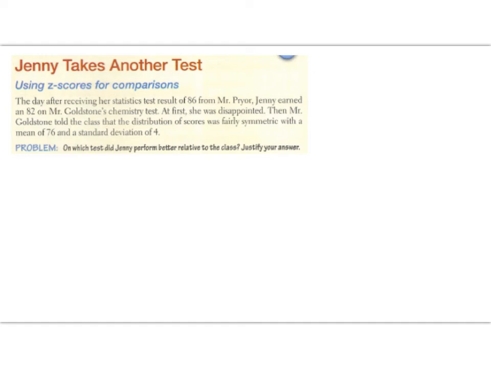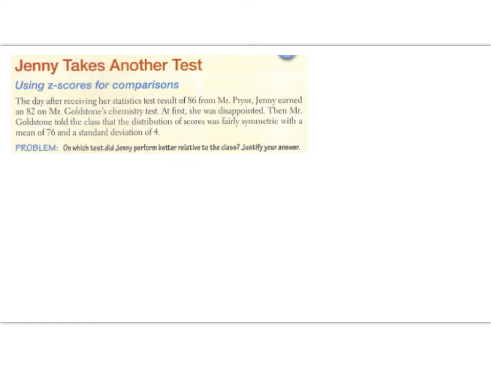So in this example, again, we've got Jenny. And so the day after receiving her statistics test results of an 86 from Mr. Pryor, Jenny earned an 82 on Mr. Goldstone's chemistry test. At first, she was disappointed. Then Mr. Goldstone told the class that the distribution of scores was fairly symmetric, with a mean of 76 and a standard deviation of 4. So the question here is asking on which test did Jenny perform better relative to the class and to justify our answer. So let's standardize.